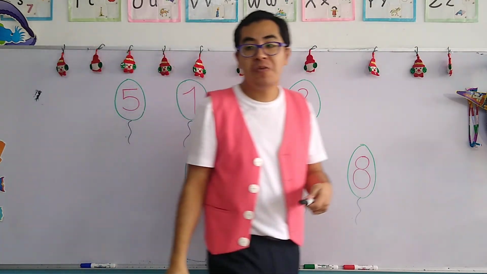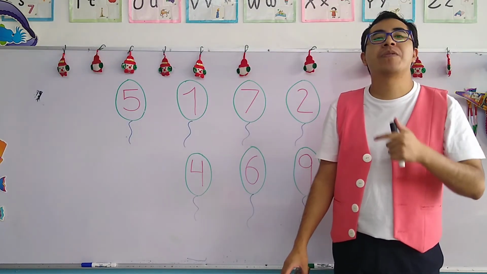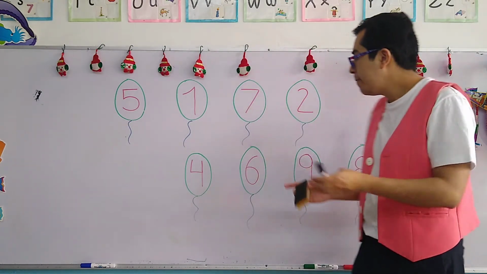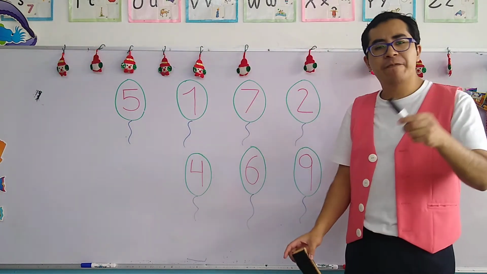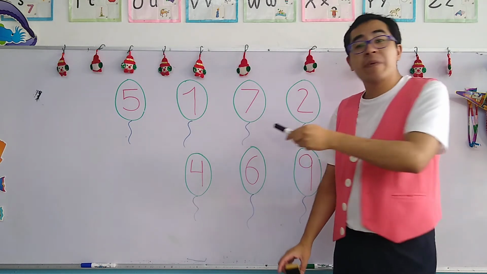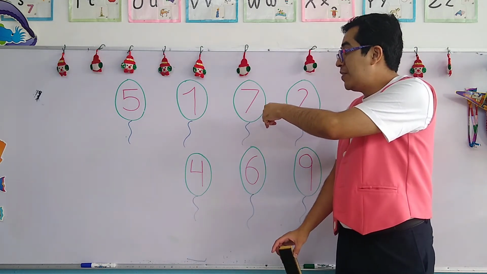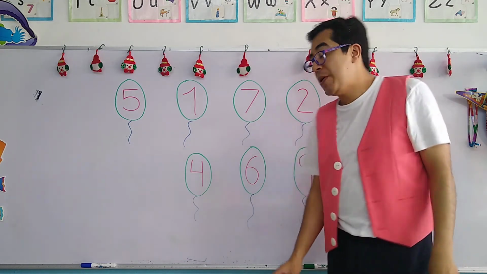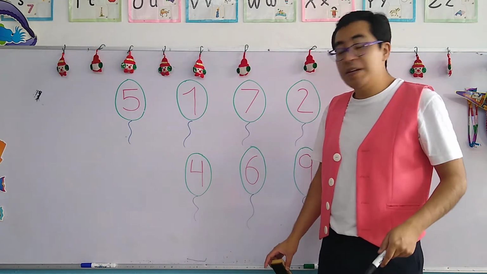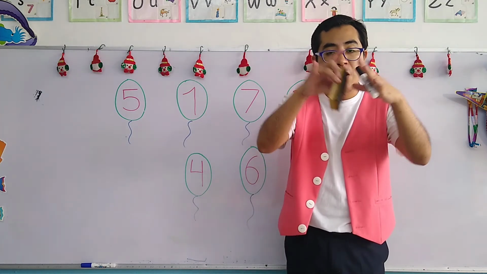Let's continue. Now, let's look for number 1. Remember, the number 1 is the soldier that is well standing. I think I found it. Is it number 1? No, it's number 7. Remember, it's kind of similar, but the difference is that this one is sleepy. What about this one? Is it number 1? It is. It is number 1. So I'm going to pinch it so we can blow it up.